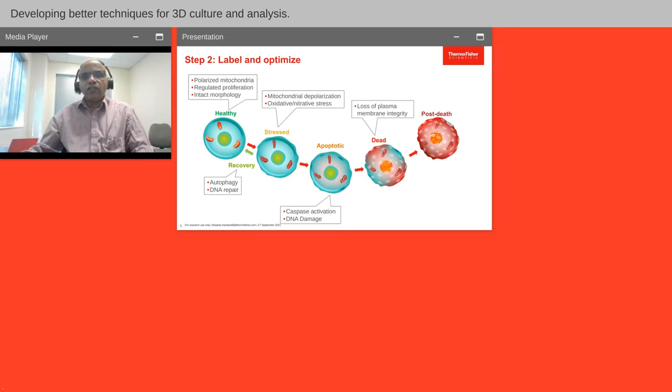When cells are stressed, either due to the tissue environment or due to drug treatment, the stress can lead to recovery into a healthy cell, or it can go to the other side where the cells are dying, whether due to apoptosis or necrosis. This can be measured by caspase activation, DNA damage, or loss of membrane permeability in the cells.